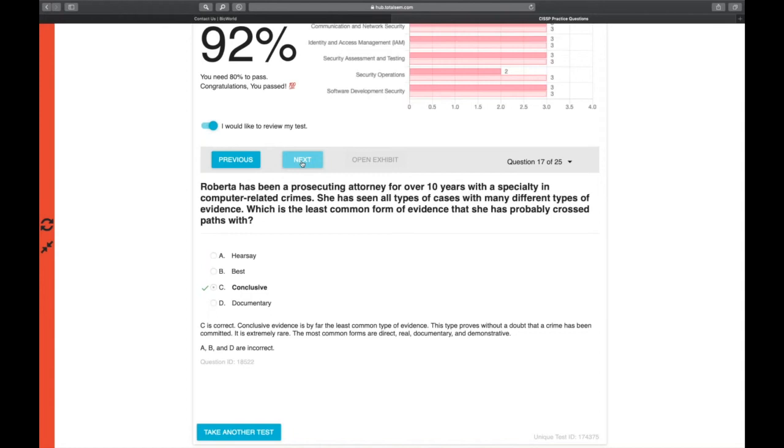Conclusive evidence is by far the least common type of evidence. This type proves without a doubt that a crime has been committed. It is extremely rare. The most common forms are direct, real, documentary, and demonstrative.